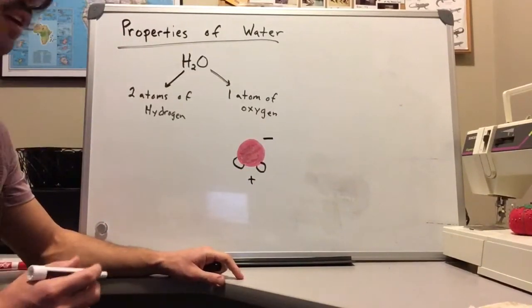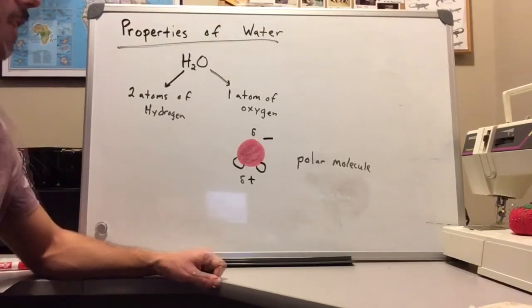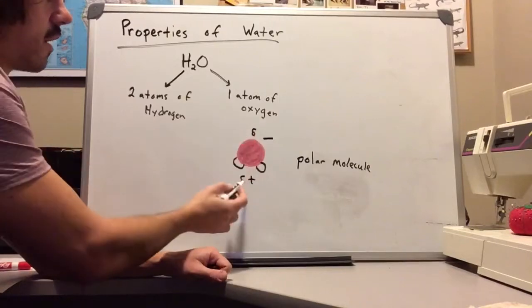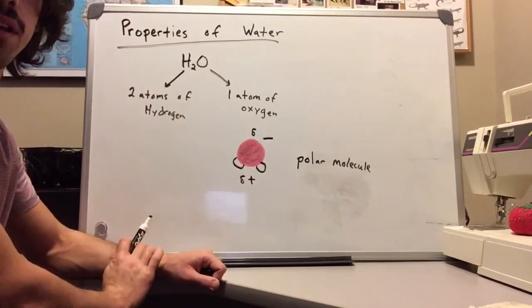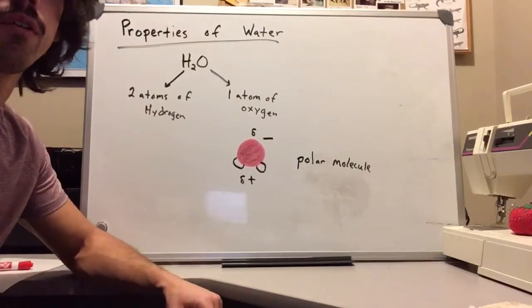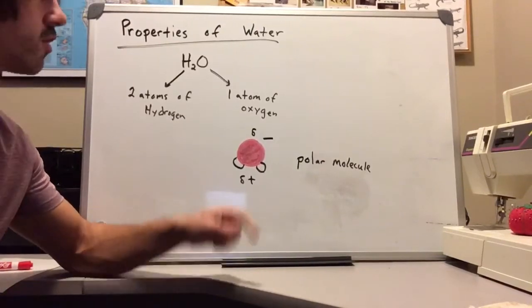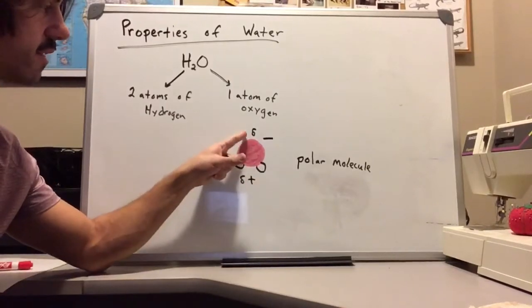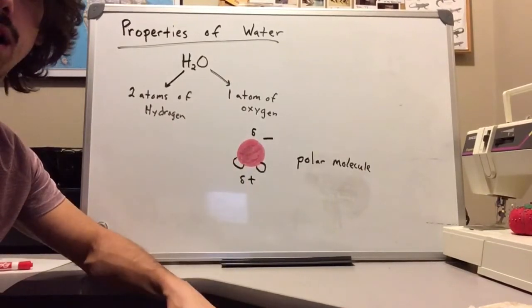So what we end up having is a polar molecule. And these little symbols just mean slightly. So slightly negative up here with our oxygen, slightly positive down here with our hydrogen. So it's a polar molecule. So when we have a polar molecule, think of a magnet. So we have the north and south poles of a magnet. In this case, we have the positive and negative sides of our water molecule.